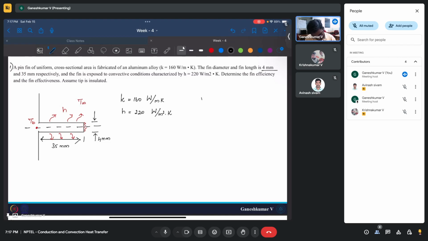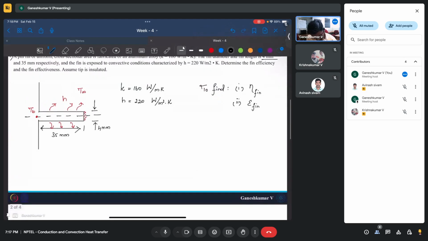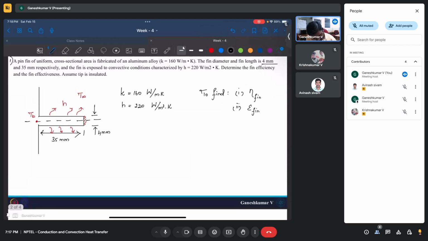Now we are asked to find one, the efficiency of the fin, and another, the effectiveness of the fin. What would be the efficiency and what would be the effectiveness? Remember that there is no temperature data given, which means without the data we can actually find fin efficiency and effectiveness. Any idea you guys have? First thing is we need to find fin efficiency.